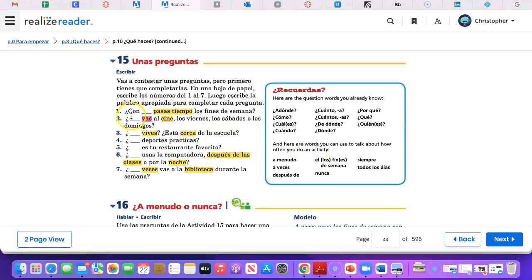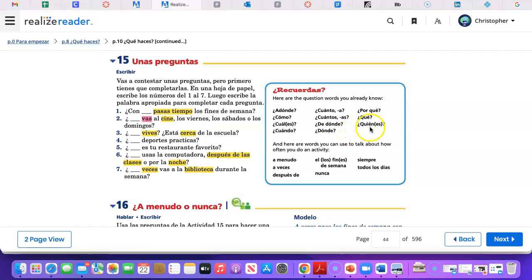So number 1, con blank pasas tiempo los fines de semana. You guys remember the verb pasar tiempo, that's to hang out, right? Or to spend time. And again, Spanish Dictionary, if you're not quite sure what any of the key terms are referring to. And los fines de semana means the weekend. So this question wants to ask, with whom do you spend time on the weekends? Who do you kick it with on the weekends? So which one of these interrogatives do we want to use?